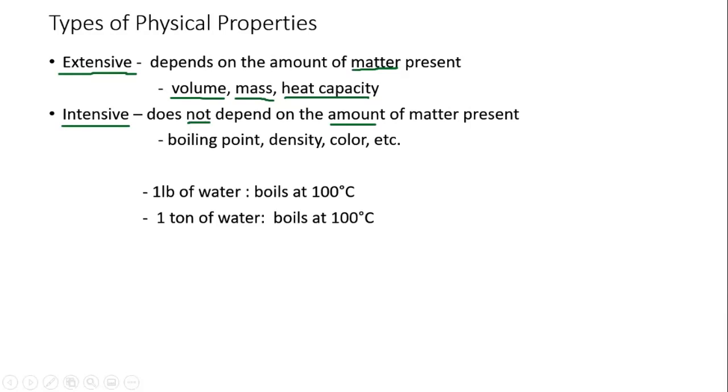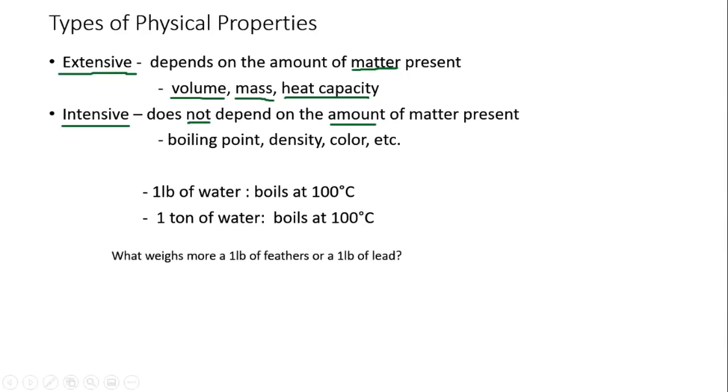So 1 pound of water boils at 100 degrees Celsius. The same as if you had 1 ton of water, it's still going to boil at 100 degrees Celsius. Because again, boiling point is an intensive physical property. It's not going to depend on the amount of matter. So whether you have 1 pound of water or a ton of water, it's still going to boil at the same temperature.